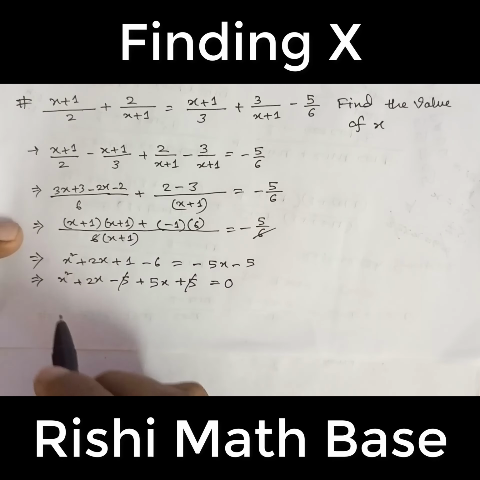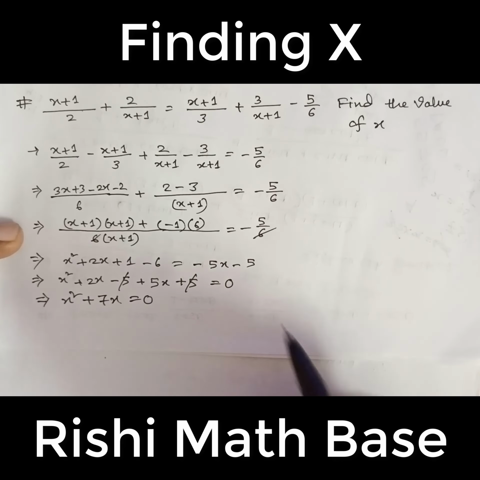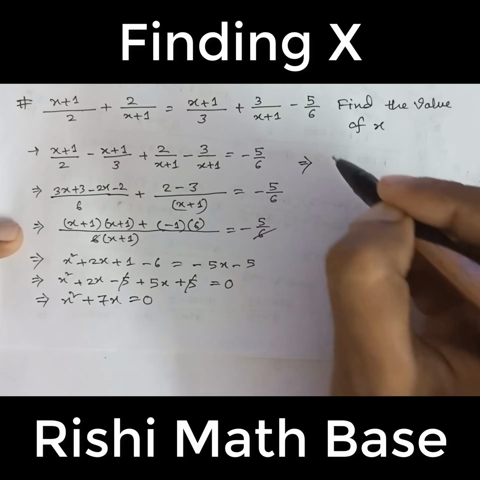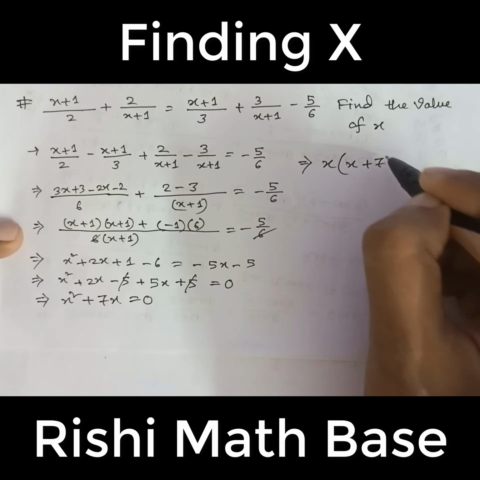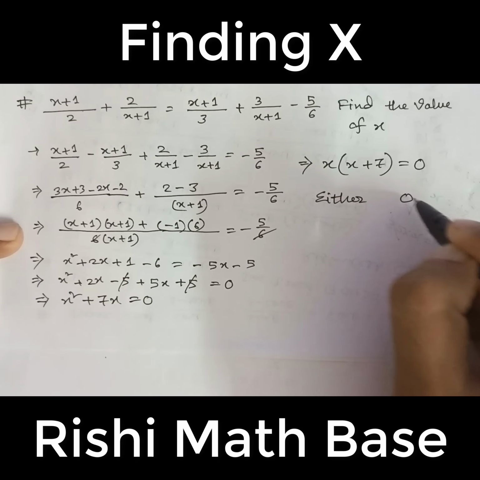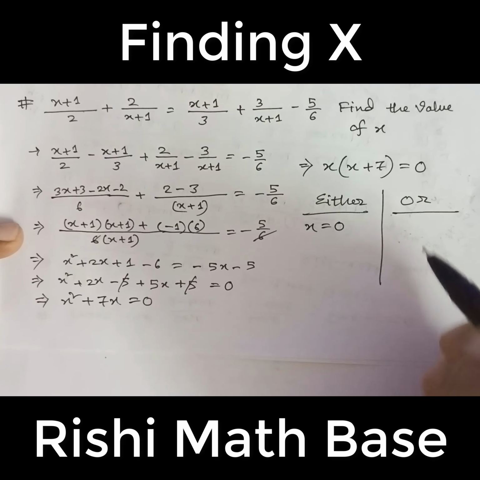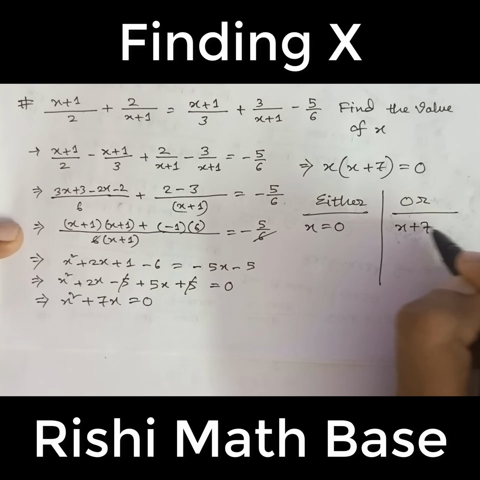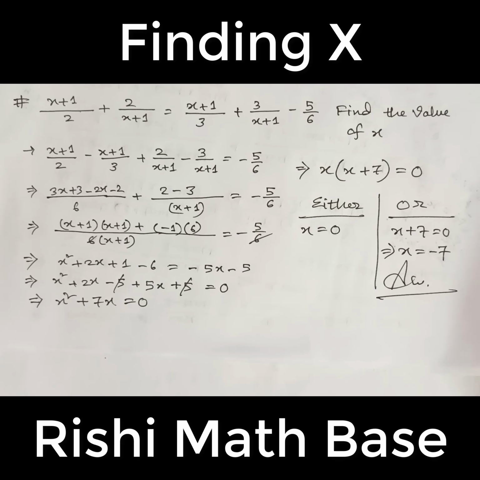5 cancel. x square plus 7x is equals to 0. From here the x is common, so x into x plus 7 is equals to 0. Either x is equals to 0 or x is equals to minus 7. This is our answer. Thank you for watching.